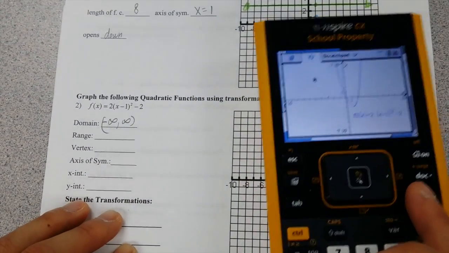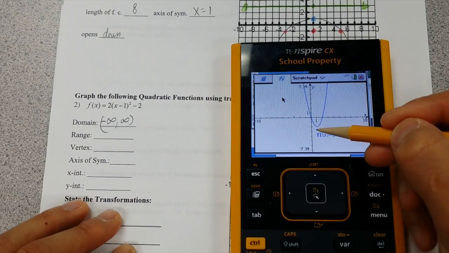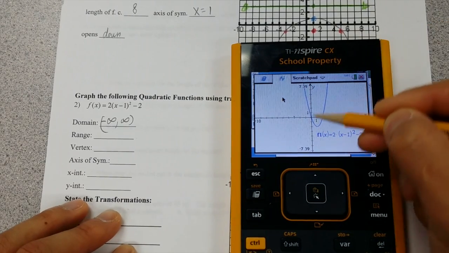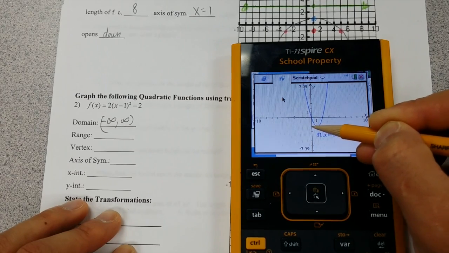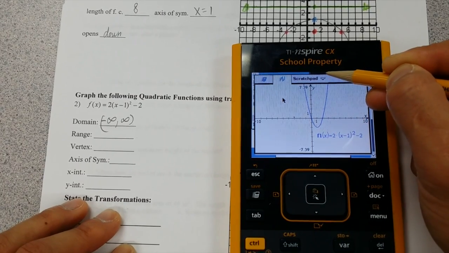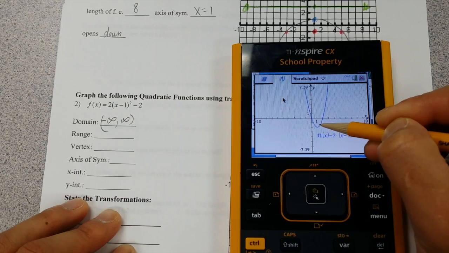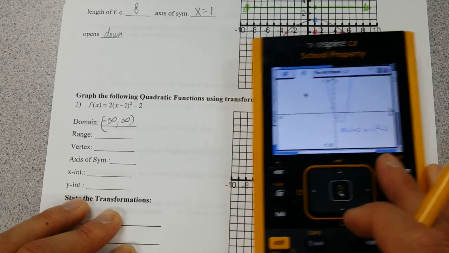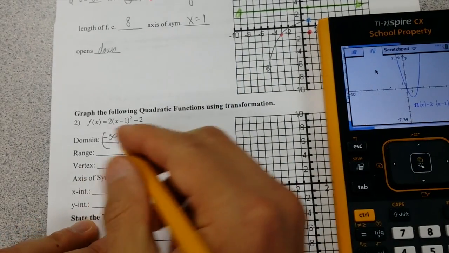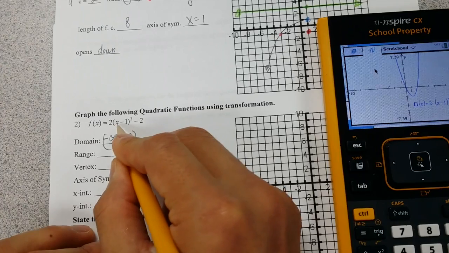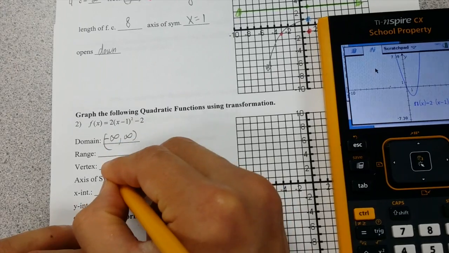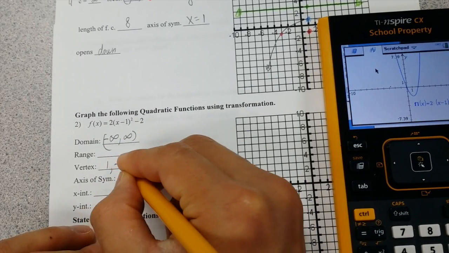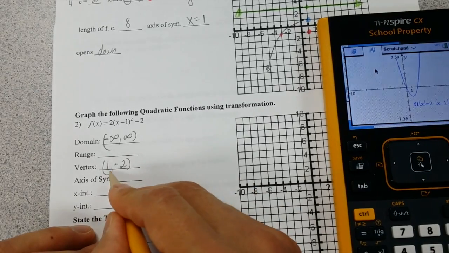As for the range, the graph is pointing up, so it has a minimum value right here. It starts right here and it goes all the way up. Well, how do we find this value? You can solve by getting the vertex. Remember, whatever is inside the parenthesis is the opposite. So if this is negative 1, it becomes a positive 1, and outside remains the same. So you get (1, negative 2).